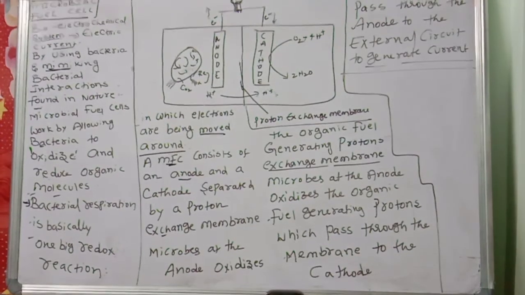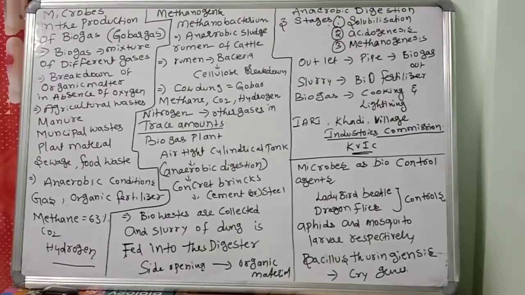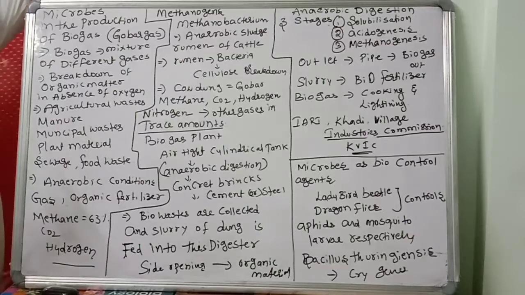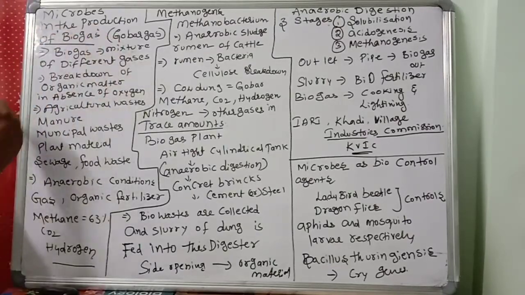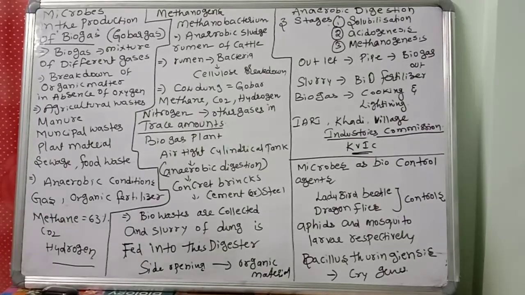Okay children, the next concept is microbes in the production of biogas. What is biogas? You know, gobar gas. Methane. Biogas means nothing but methane gas. It is useful as a fuel. In the villages they use it as a fuel for different purposes, like cooking and lighting. For that they will use this biogas.